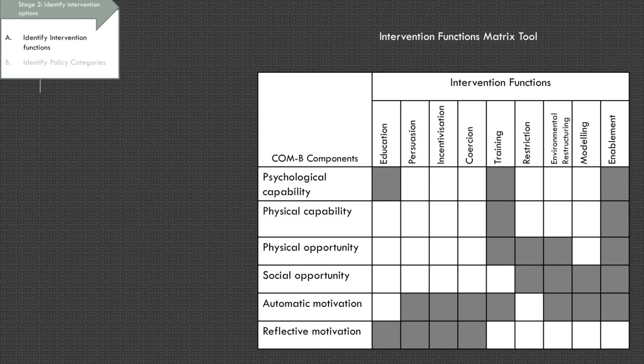To get an understanding of what intervention functions are available to us, we can use what's called the intervention functions matrix, which is basically a tool to help us work out which of the functions are relevant for each component of the COM-B model and the corresponding identified barriers. Now, this sounds a little bit complicated with me just talking about it. So let's look at an example.